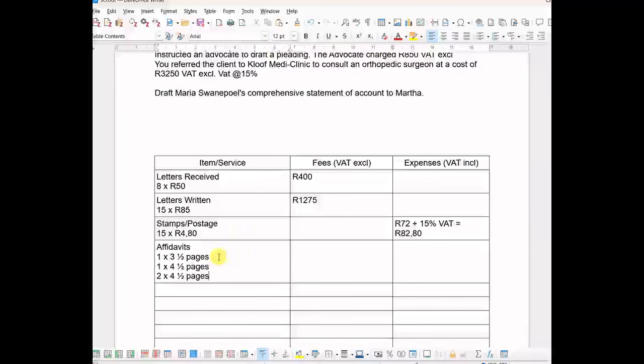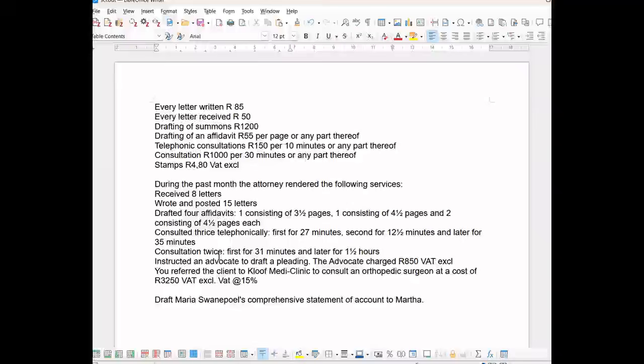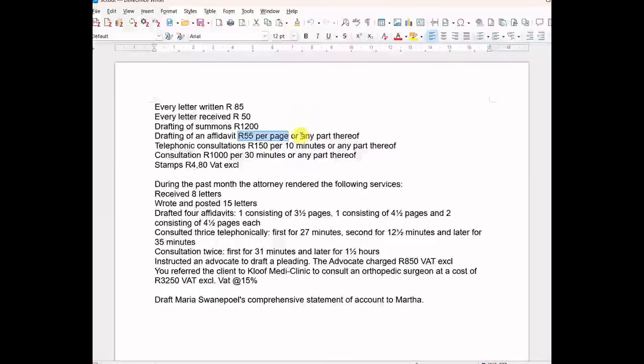Okay, now how much do we charge for affidavits? So let's have a look. Drafting of affidavits, we charge 55 Rand per page. Now this is important. It says or part thereof, meaning whether it's one page, half a page, 2 lines in a page, we have to charge 55 Rand because we've gone onto a new page.